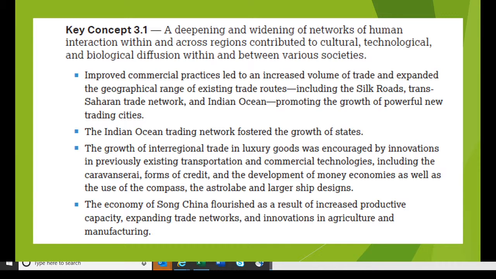Oh, hey, Amersa. When you think Indian Ocean states, you should think South Asia and Southeast Asia. And of course, the Swahili city states.